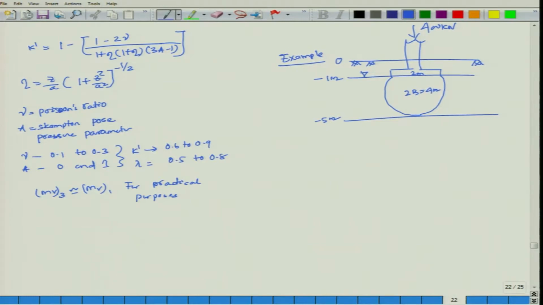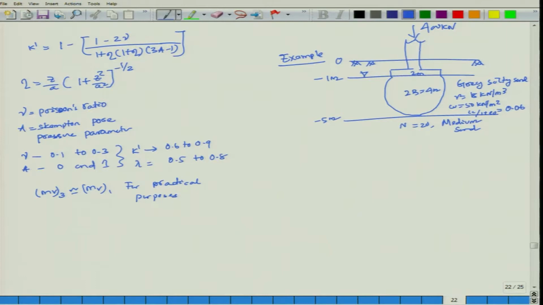Then beyond 5 meter, N is equal to 20, it is medium sand. Grey silty sand, gamma is equal to 18 kilonewton per meter cube, Cu is equal to 50 kilonewton per meter square, Cc by 1 plus E0 is equal to 0.06.